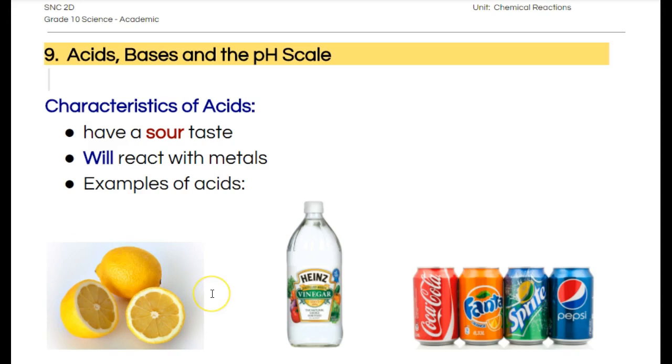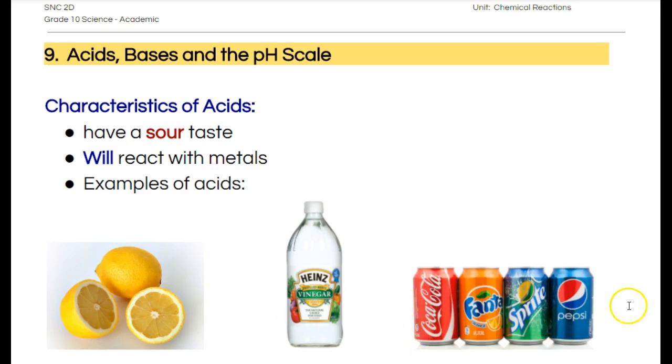Some examples of acids you may be familiar with are any kind of citrus fruit. In this case, I've included the lemon because it seems to me the most sour. Vinegar is definitely an acid. If you eat food with lots of vinegar, like a salad dressing, then you can feel a little bit of heartburn, and that's just the acid going to work.